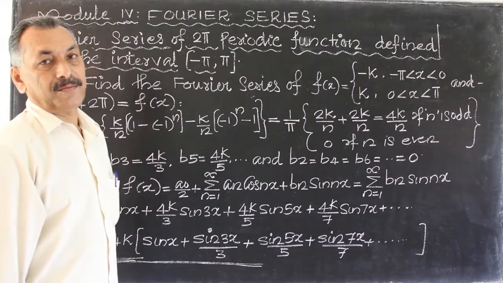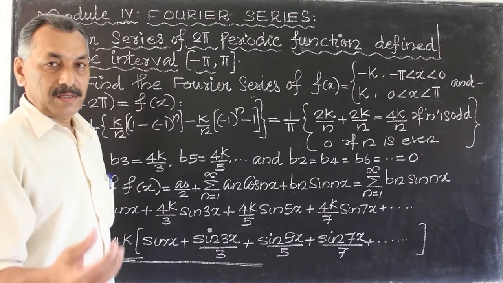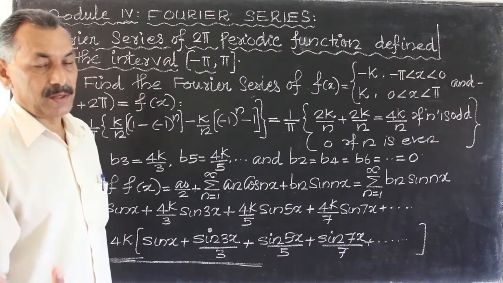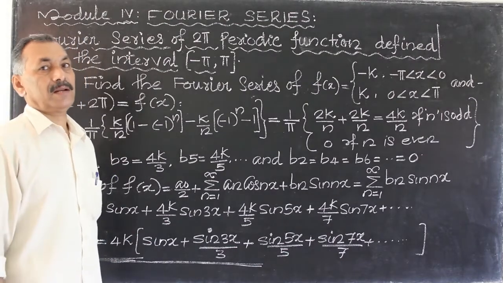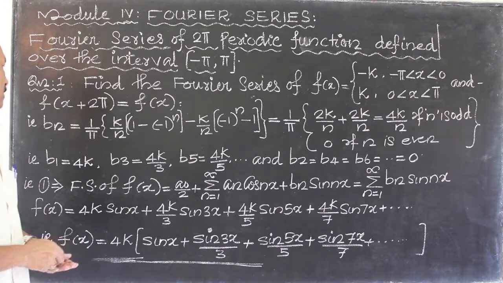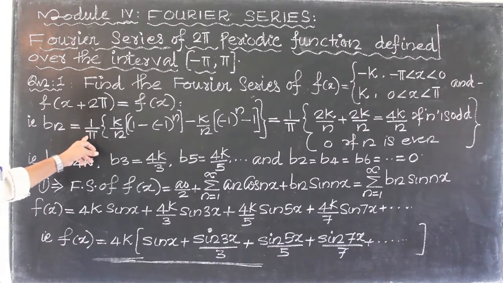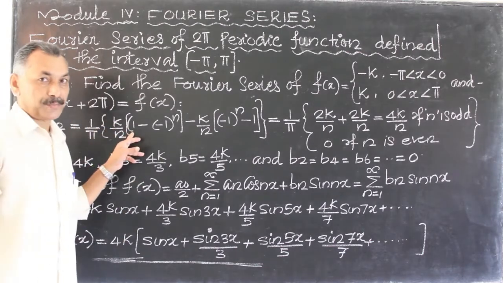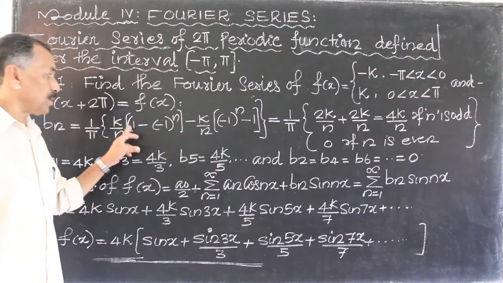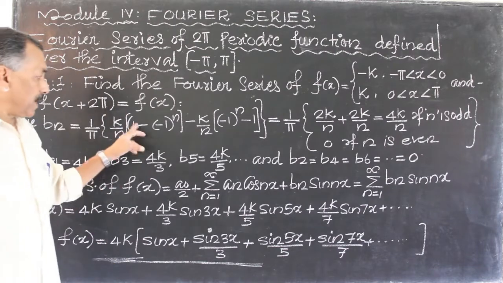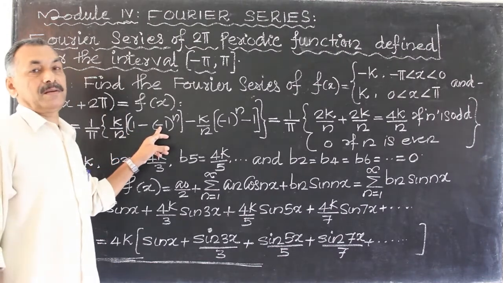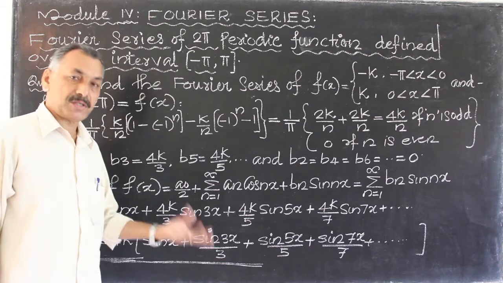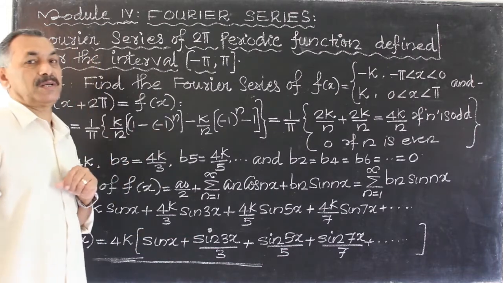Continuation of the problem. We have already seen a0 is equal to 0, an is equal to 0. Then the calculation of bn. Bn is equal to 1 by pi into k by n cos 0. What is cos 0? 1, minus cos minus n pi. Cos minus n pi is equal to cos n pi. Cos n pi means minus 1 raised to n.